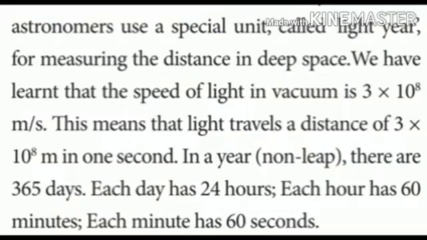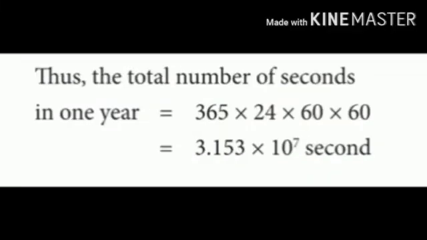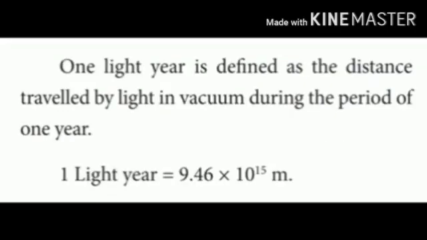Each day has 24 hours. Each hour has 60 minutes. Each minute has 60 seconds. Thus, the total number of seconds in 1 year equals 365 into 24 into 60 into 60. Therefore, 3.153 into 10 to the power of 7 seconds. That is, 1 light year is defined as the distance travelled by light in vacuum during the period of 1 year. Therefore, 1 light year equals 9.46 into 10 to the power of 15 meter.